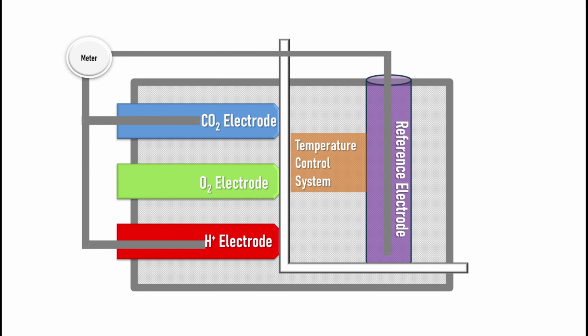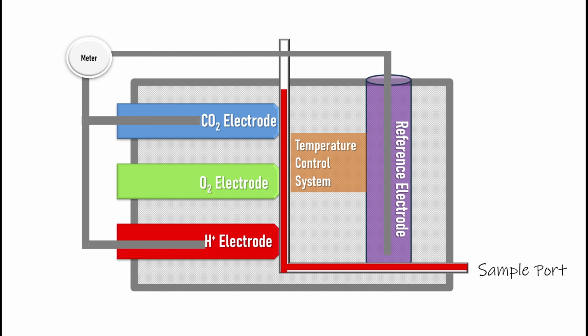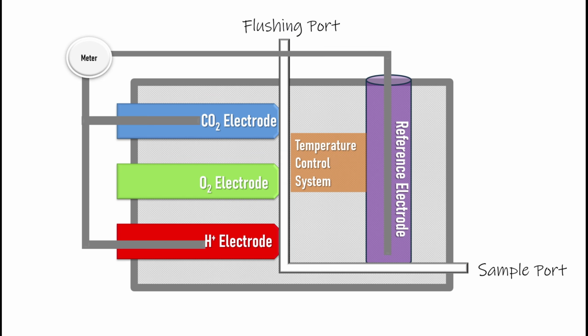This is a very simple schematic of early blood gas machines. Note that the temperature within the machine is controlled at 37 degrees Celsius. Blood is injected into the sample port and then it is exposed to the various electrodes. Those electrodes are the hydrogen electrode, the oxygen electrode, and the carbon dioxide electrode. Note that there is a common reference electrode for CO2 and hydrogen ions. When the measurement has been completed, the sample is then flushed out of the system.